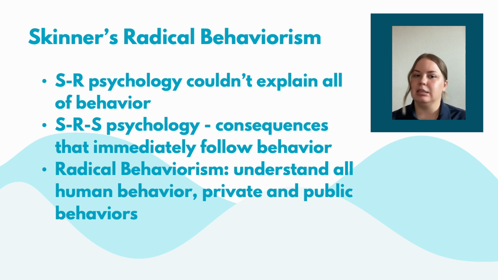So we have the antecedents, that stimulus change that comes before the behavior. We have consequences, that stimulus change that occurs after the behavior. And so now we're looking at it through S-R-S psychology, looking at how those consequences affect the behavior. We talked about how antecedents affect the behavior. Now, how do consequences affect behavior? Skinner's radical behaviorism really sought to understand all human behavior, private and public. So not just what we can see other people doing, but also your private behaviors, like the behavior of thinking things through.